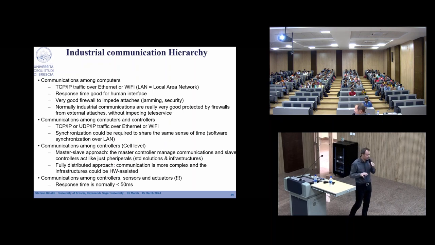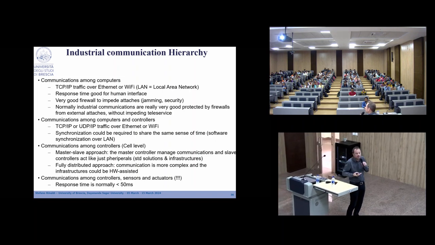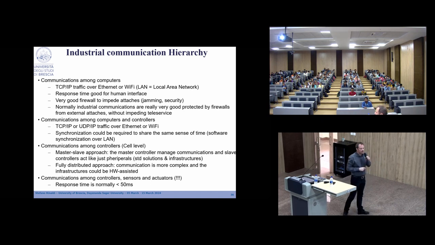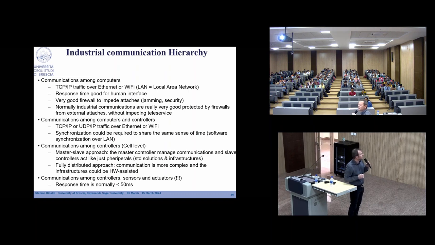So we have in traditional industrial plants a hierarchical organization also of the communication infrastructure. So we have the communication between computers at the higher level, between MIS and SCADA, for example. And in this case, generally we use Ethernet-based communication network, or also Wi-Fi is possible. We use generally protocols based on TCP/IP because it's a traditional communication between computers.